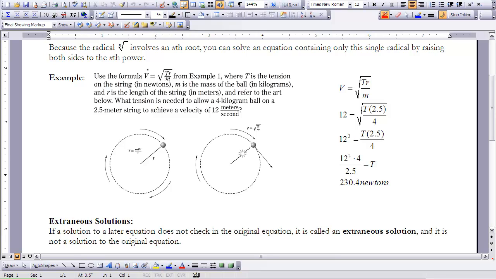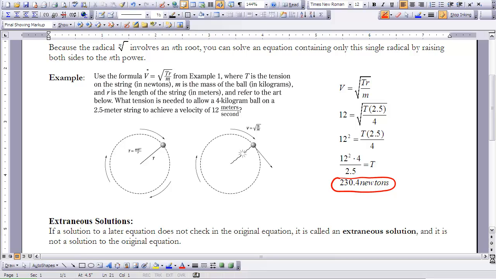We're going to insert the value of 2.5 in place of the length of the string. We have 4 kilograms for the mass, and then our velocity is 12. So in order to solve this, we need to first get rid of this radical. To undo the square root, we're going to raise everything to the power of 2. When we do that, we end up with 12 squared on the left, and the radical is now gone, so that leaves us with t times 2.5 all over 4. I can multiply both sides by 4 and divide both sides by 2.5, and that leaves me with t alone. So if I take 12 squared times 4 divided by 2.5, that leaves me with 230.4 newtons.